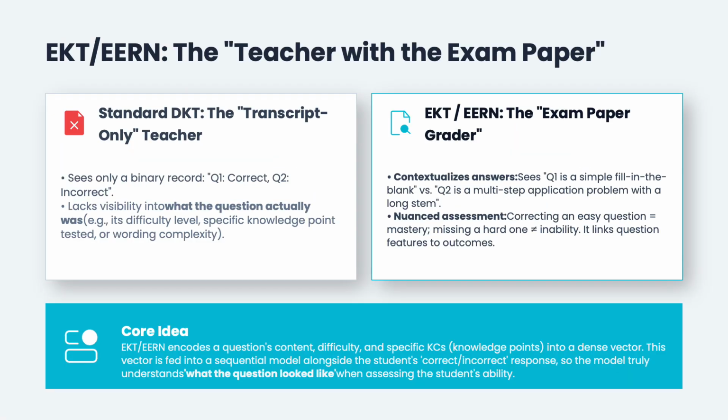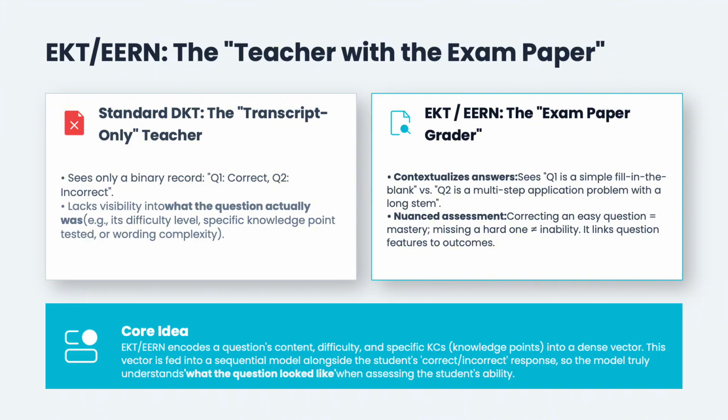Let's start with EKT. Imagine two teachers. The first teacher, let's call them standard KT teacher, only looks at the final score on a student's report card. They see a correct or incorrect mark and update their opinion of the student's ability based solely on that. Now, the second teacher, our EKT teacher, is different. They take the time to look at the actual exam paper. They see which specific questions the student got right and which ones they missed.